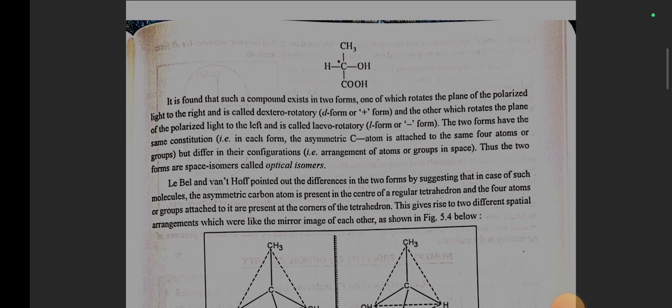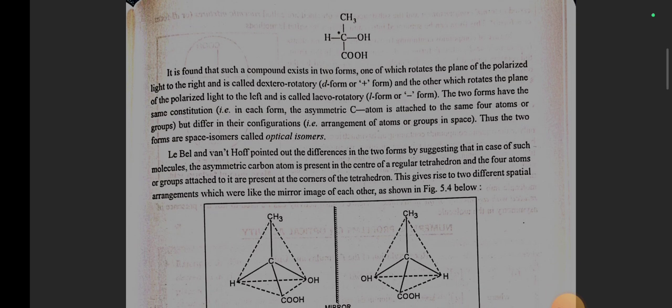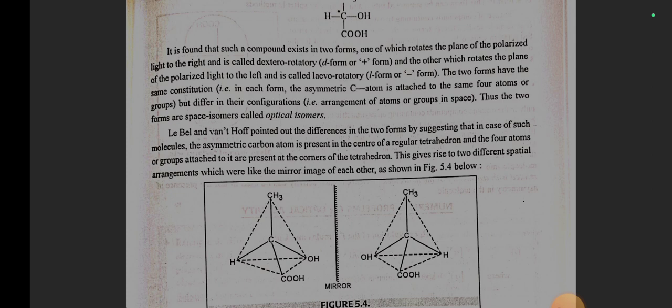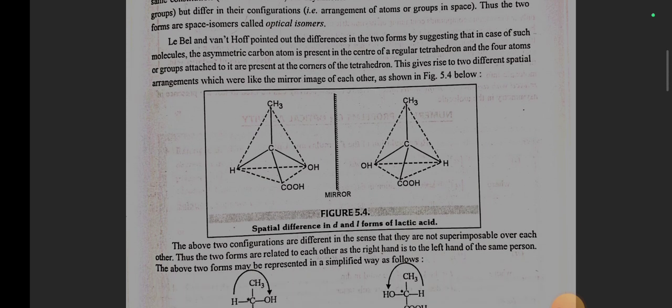It is found that such a compound exists in two forms, one of which rotates the plane of polarized light to the right and is called dextro-rotatory, and the other which rotates the plane of polarized light to the left is called levo-rotatory. The two forms have the same constitution but differ in their configuration. Thus, the two forms are space isomers called optical isomers.